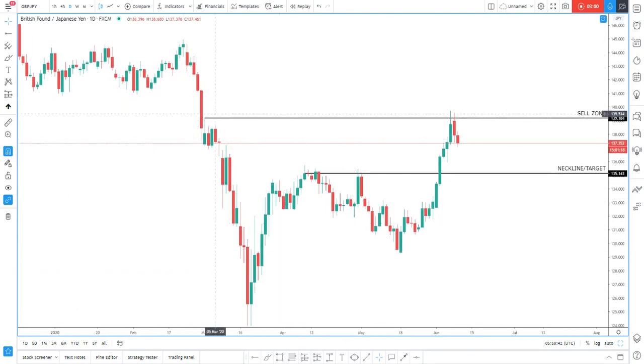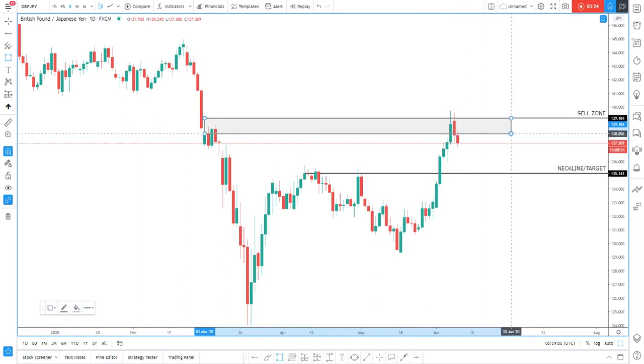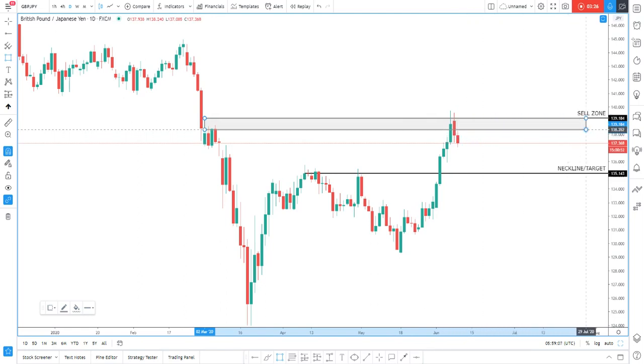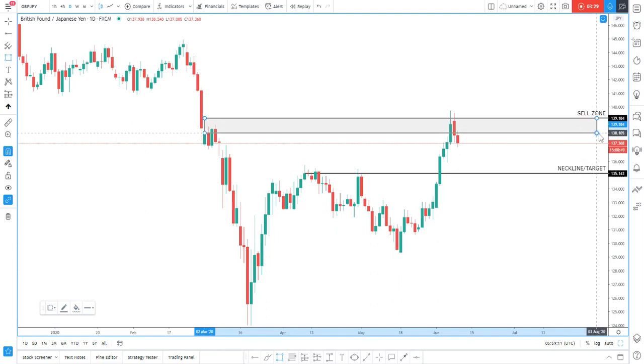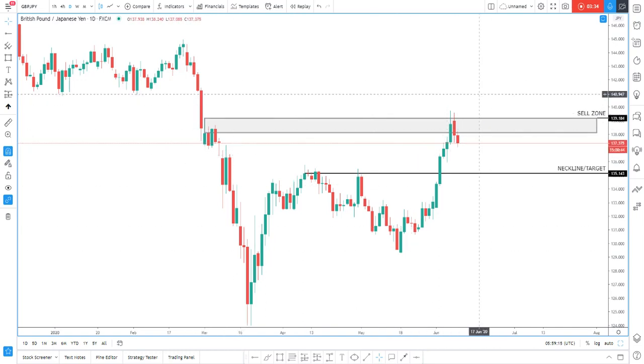So I'll mark out this sell structure here, this sell area right here, with my box tool. Picking my box tool and pulling it into price itself, to the body of the last candle. Brilliant. Now I know price moved back into this area and rejection did happen.